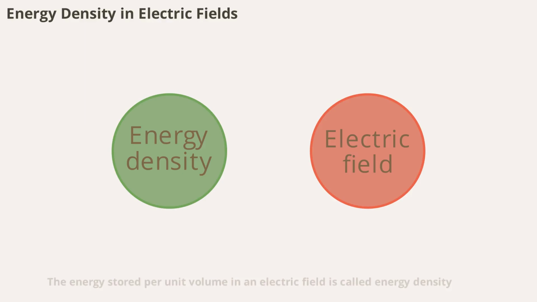The energy stored per unit volume in an electric field is called energy density. It's given by the formula U equals one half epsilon naught E squared, where E is the electric field strength. Energy density is important for understanding how much energy can be stored in capacitors and other devices, influencing their size and performance.